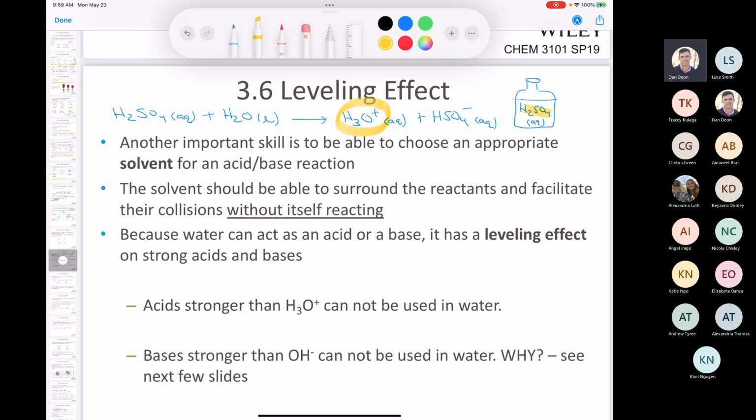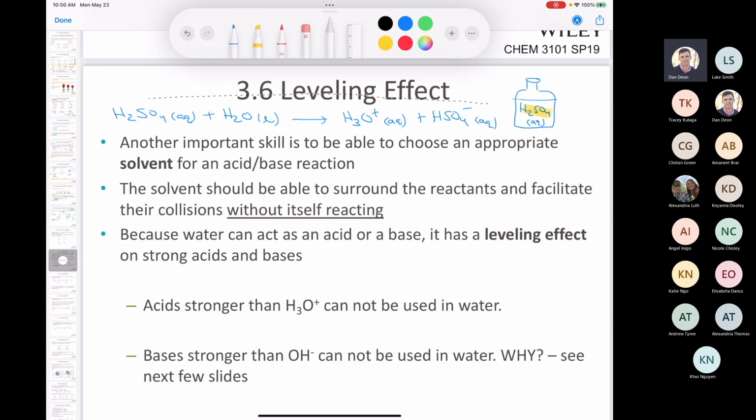And so we need to know how to choose an appropriate solvent for an acid-base reaction. It says here the solvent should be able to surround the reactants and facilitate their collisions. However, it itself cannot participate in the reaction. Because water can behave as an acid or a base, we say it's amphoteric. It has a leveling effect on strong acids and bases. So summarized again, or basically rehashing what I already told you.